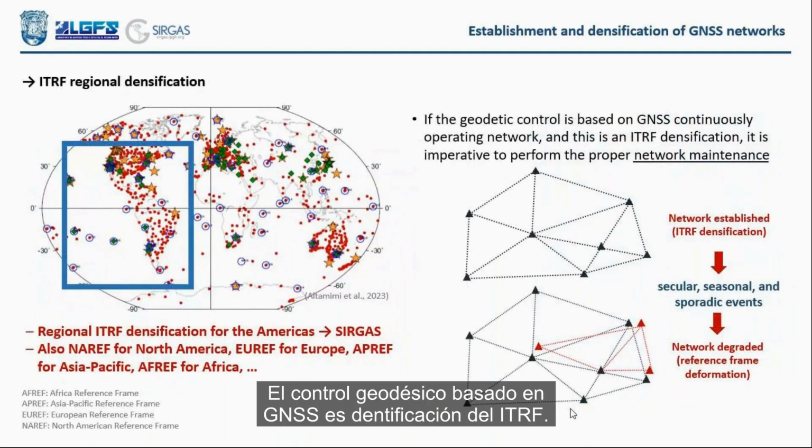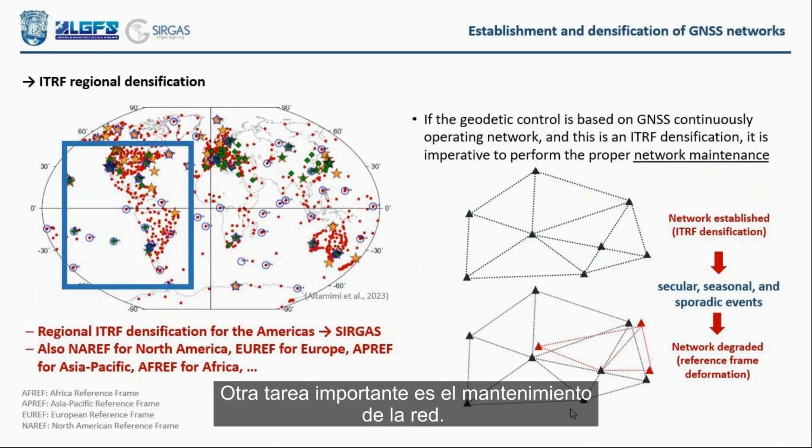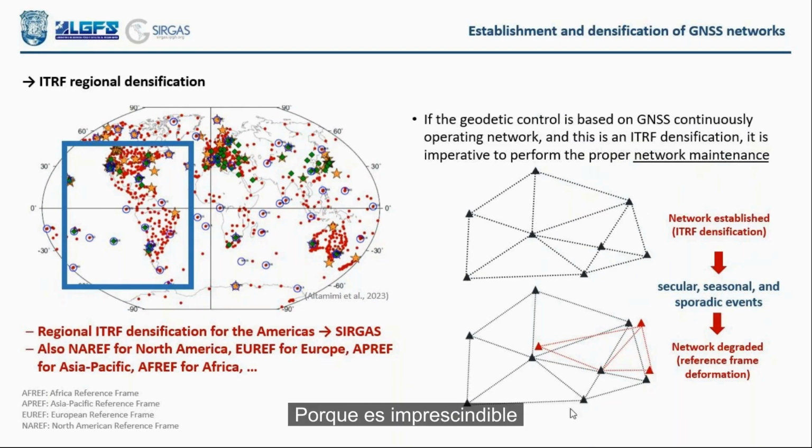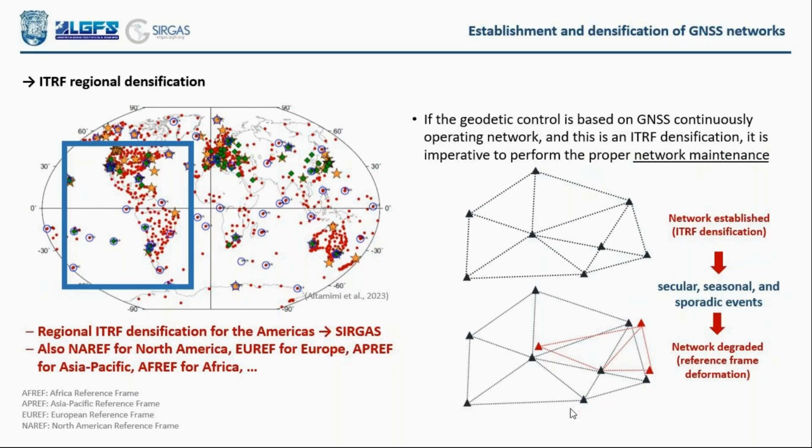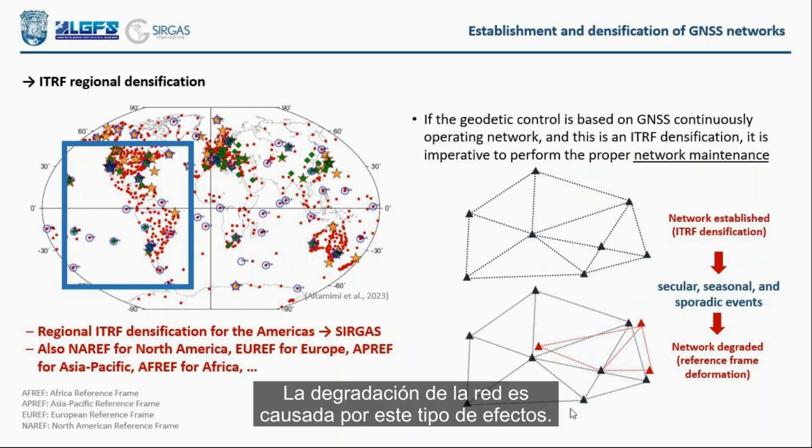If the geodetic control based on GNSS is a densification of the ITRF, another important task is the maintenance of the network, because it's imperative to guarantee the quality of the coordinates. And we know the effects of secular, seasonal and sporadic events on the coordinates. The degradation of the network is caused by this kind of effects. In this case, the network maintenance is mandatory.